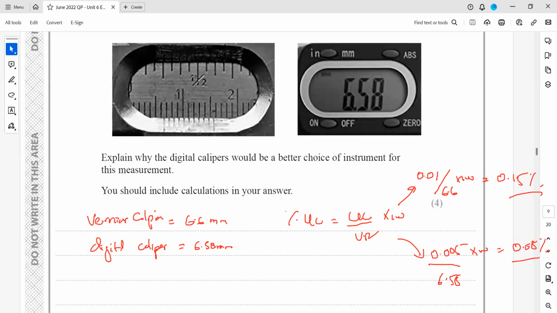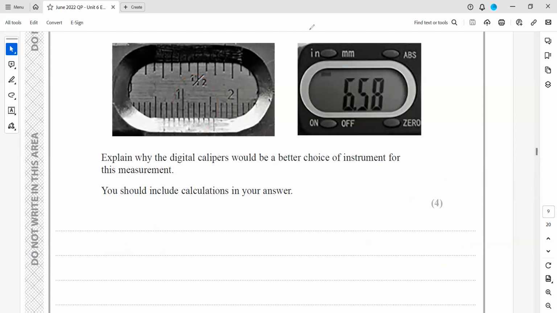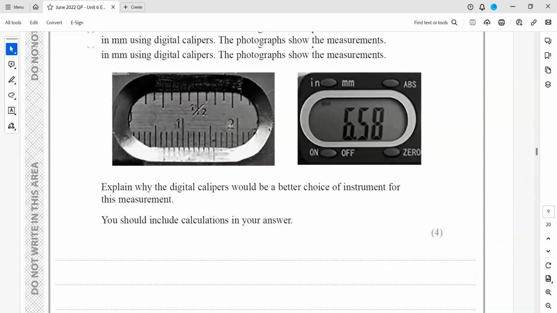So one thing we can compare is the percentage uncertainty. Percentage uncertainty is uncertainty divided by value recorded into 100. So digital caliper is having a smaller resolution or a smaller percentage uncertainty as compared to that of the normal caliper. Another reason why it is a better choice is that the normal one will have a parallax error when we are measuring the value, but here we don't have a parallax error. So these are the points you will mention. 2 points for calculation, 3 points for calculation. One is for the parallax error.